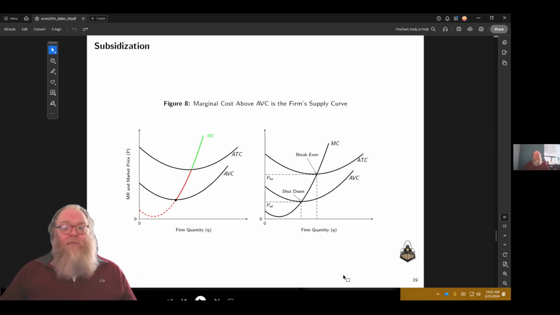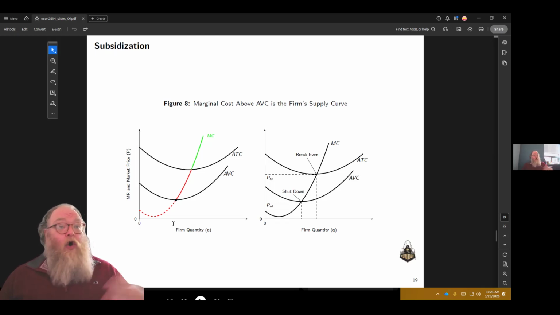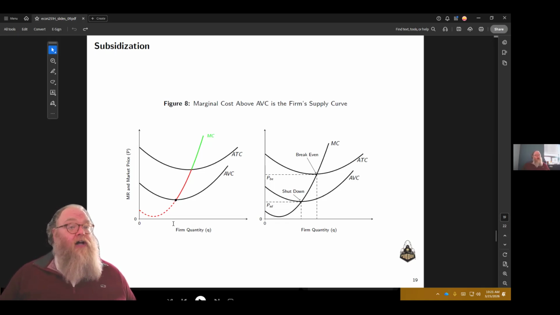Well, keep in mind, the vertical distance between ATC and AVC is average fixed cost. So if the market price goes below the minimum of average variable cost, this means the firm is no longer covering their fixed cost. So that's why that's the particular shutdown rule. Below the minimum of AVC, the firm is not only earning negative profits, but they in fact are no longer covering their fixed cost, and therefore they should shut down.